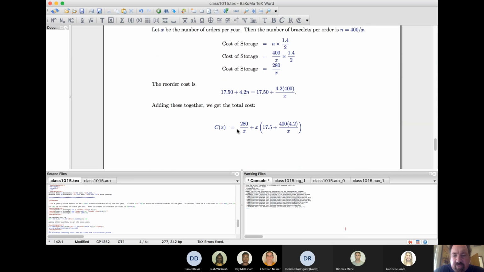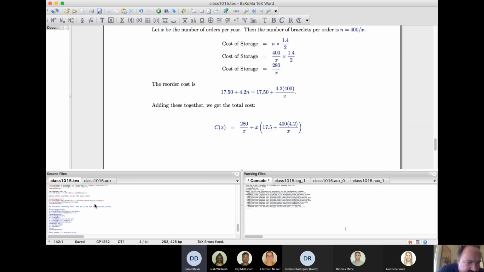All right, so here we have a storage cost. Here's the reorder cost up here. That's just for one order. We have to multiply that by the number of orders. So as I said, this part of the cost will actually increase with x. So now this is a function that we want to find a minimum of.